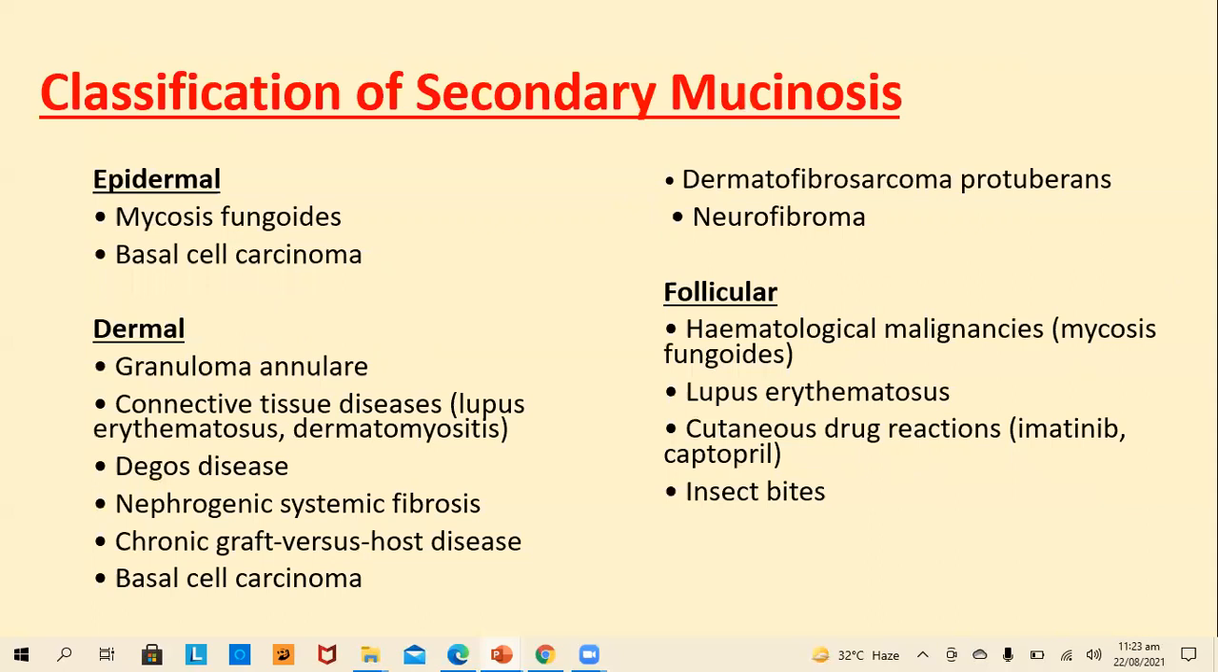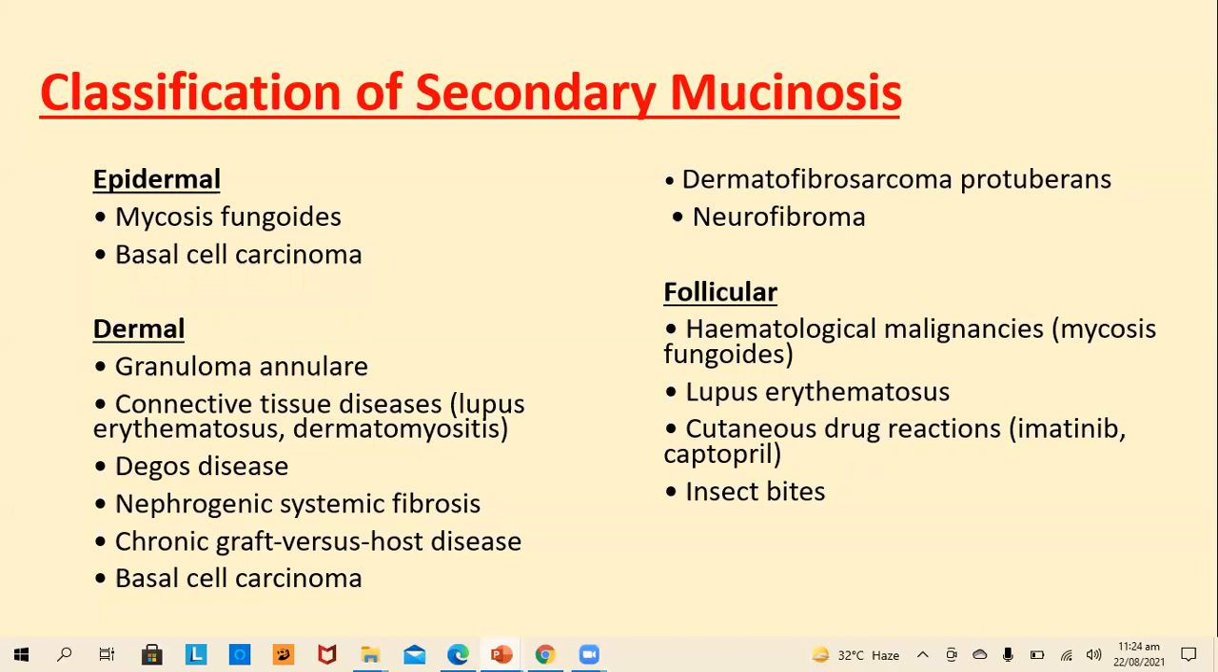I would like to mention here the secondary mucinosis, in which mucin deposition in the dermis is a secondary event in addition to other histological features. This group includes a large number of diseases, but we are not going to discuss these diseases in today's lecture. The lectures on these diseases have been given in various other sections previously. The epidermal causes of secondary mucinosis include mycosis fungoides and basal cell carcinoma.